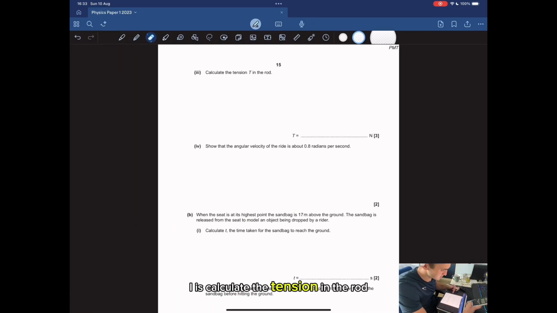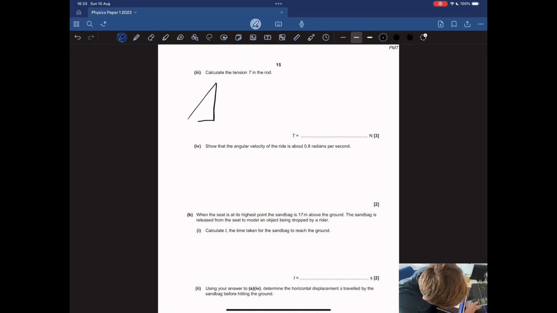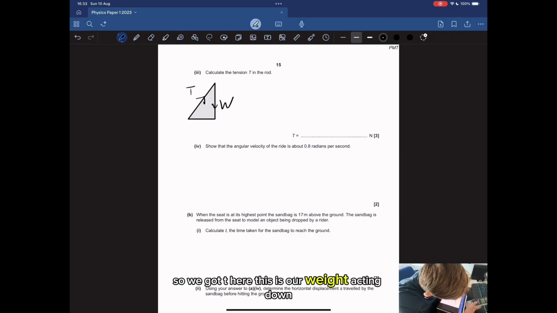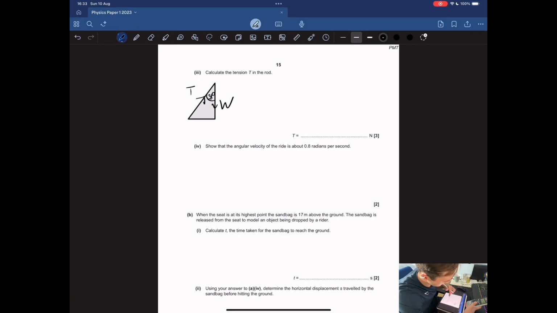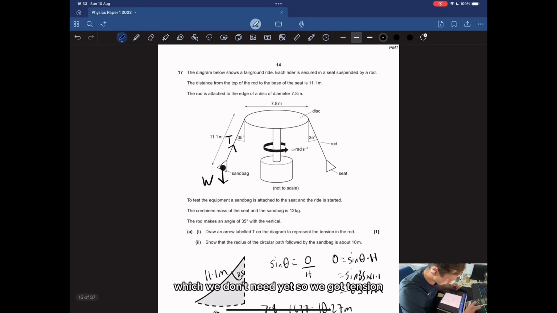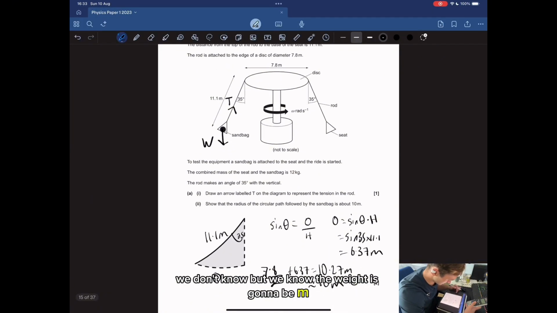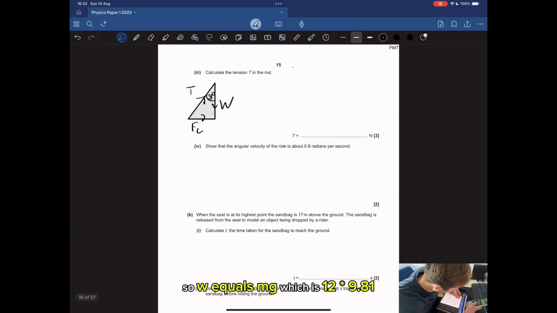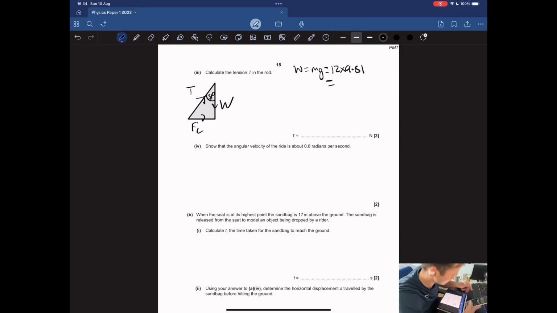Part III is calculate the tension in the rod. So we're going to draw our triangle again. So we've got T here. This is our weight acting down. We've got 35 degrees here. This is going to be our centripetal force, which we don't need yet. So the weight is the mass of the sandbag, 12, times gravity. So W equals mg, which is 12 times 9.81, which is 117, just say 118 newtons.